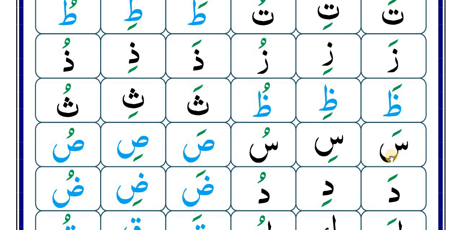Sin is read with whistle. You have to pronounce this letter with whistle. Whistle is special for this letter. Sa. Without whistle, this letter can't be pronounced. Sa, si, su. Again, sa, si, su.